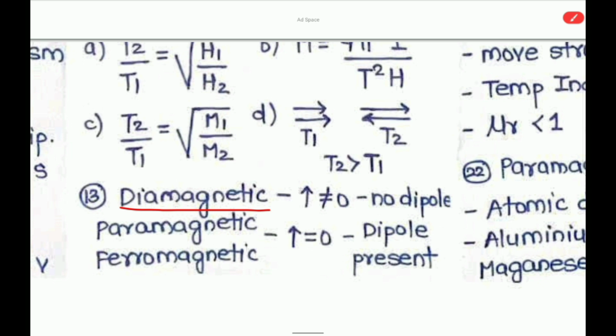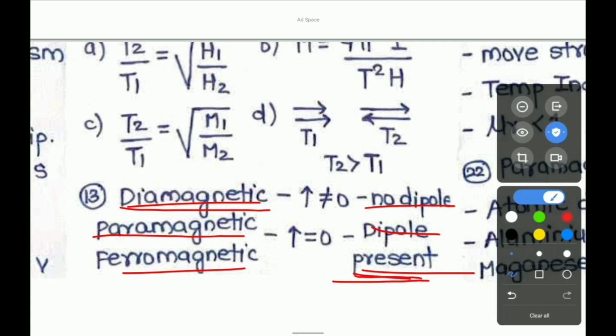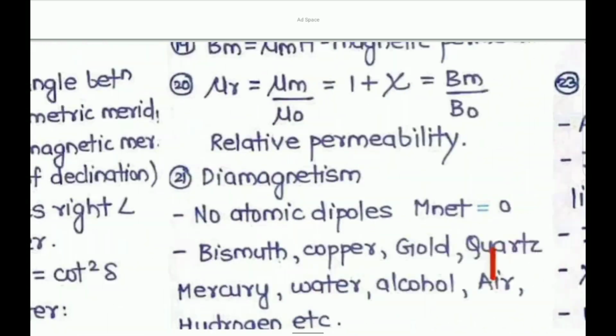Now there are total three properties of material. What are the three? Material can be diamagnetic, paramagnetic, or ferromagnetic. Diamagnetic material means no dipole, and paramagnetic and ferromagnetic means a dipole is absolutely present.